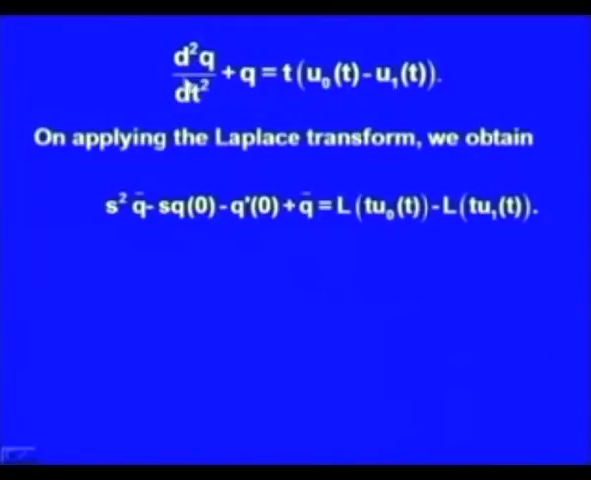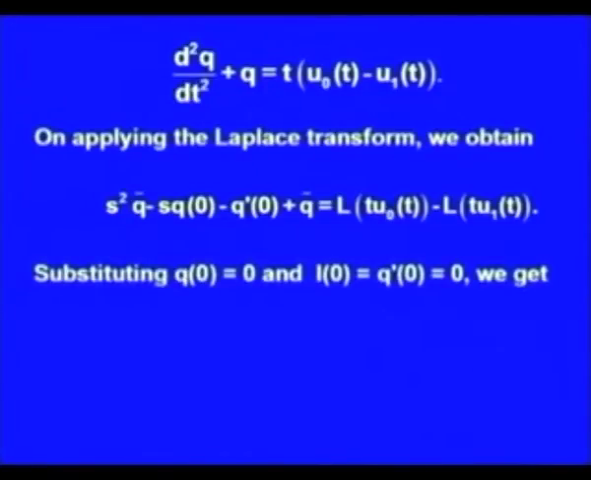L of d square q by dt square we know will be given by s square q bar minus s q(0) minus q'(0), then L of q is q bar, and then we have Laplace transform of t into u0(t) minus Laplace transform of t into u1(t). Now, let us substitute q(0) equal to 0 and then i(0), that is q'(0), equal to 0.